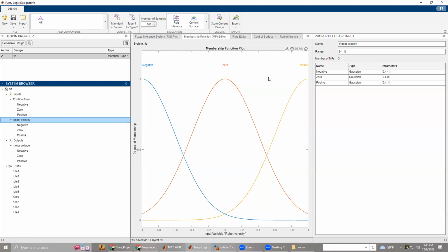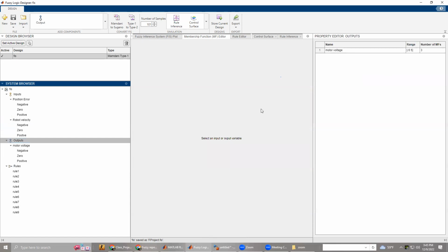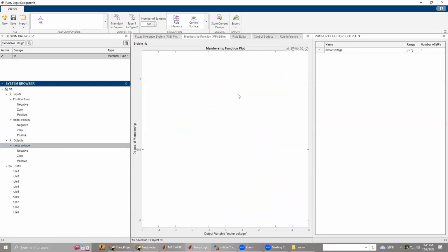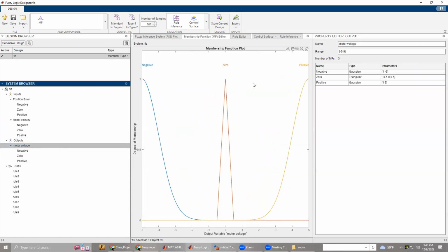Now we can take a look at our outputs. The output is motor voltage. The blue describes negative motor voltage, which would relate to the robot, after seeing the inputs, deciding to move farther away from the target. The red is that the robot decides to do nothing and stay still. The yellow describes that the robot would move closer.